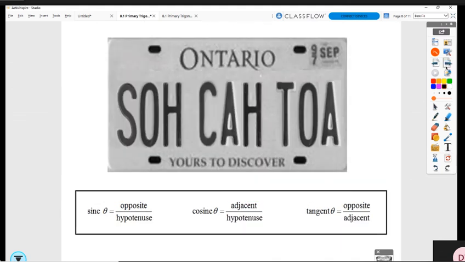To remember all of these trigonometric ratios, we use this. I know it's an Ontario license plate from 1997, but it's this right here. It's called SOHCAHTOA. You might have heard someone say that before. Maybe you haven't, but SOHCAHTOA. Do you see how this acronym here, SOHCAHTOA, relates to the primary trigonometric ratios? Do you see it? Can you explain it?